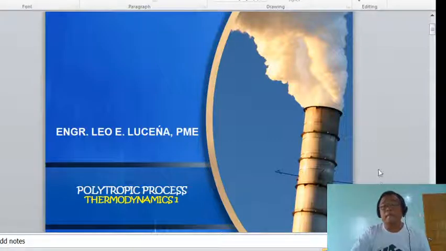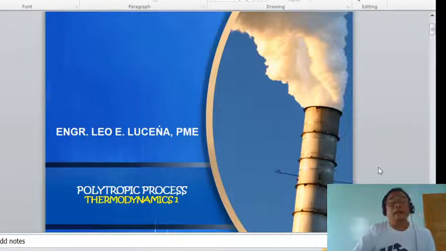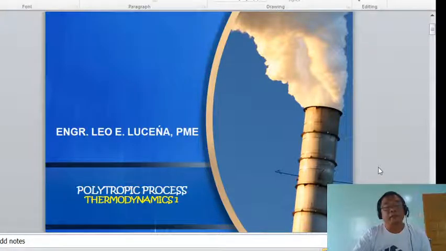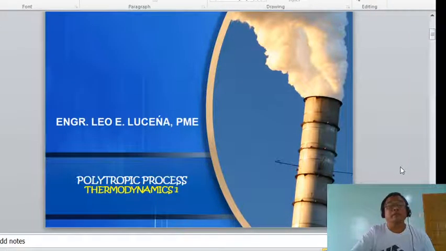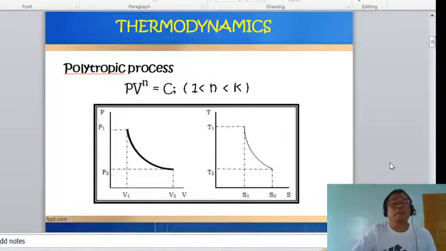So previously, we already finished the isentropic process. Actually, the equation of the isentropic process and the polytropic process are almost similar. We will only replace the constant k with a value of n. Okay, so let us now proceed to the discussion. Here is the polytropic process diagram.